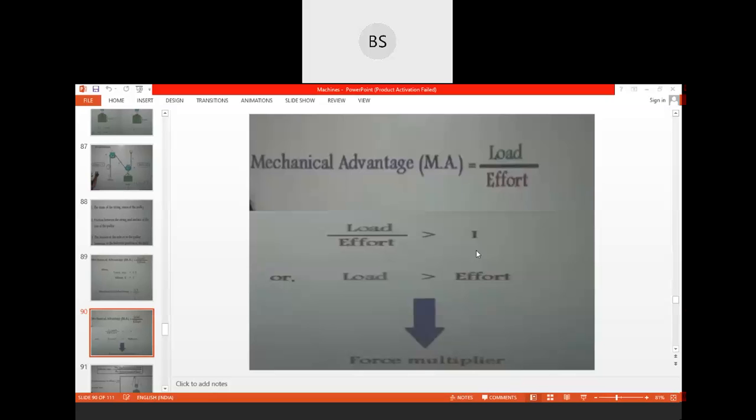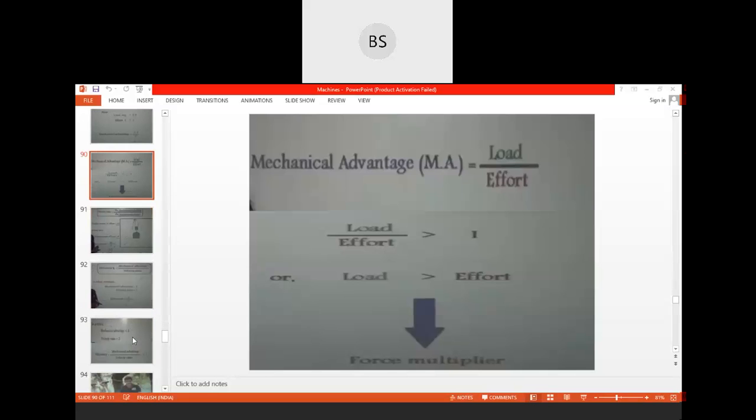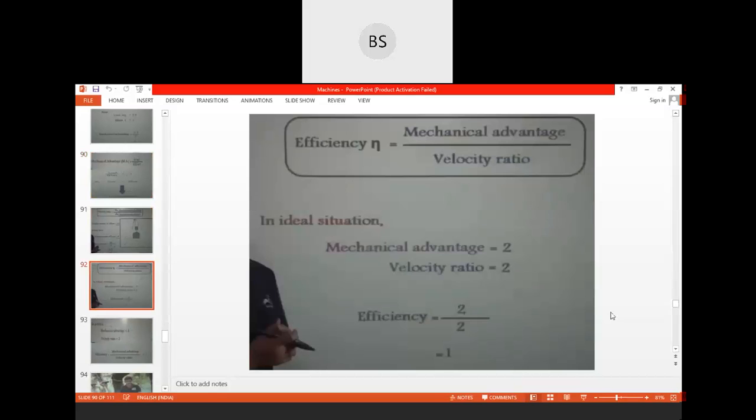What is efficiency formula? Roshan, yes, correct. It is MA by VR, that is mechanical advantage divided by velocity ratio. So this is the formula for efficiency, eta: mechanical advantage divided by velocity ratio.